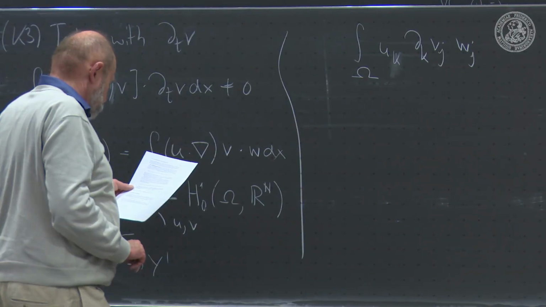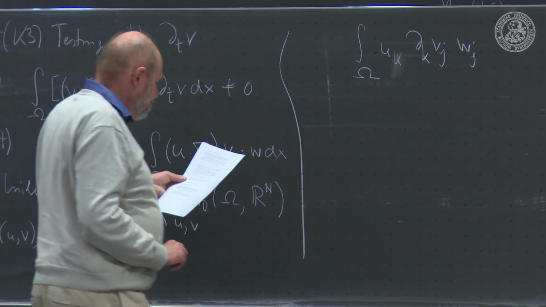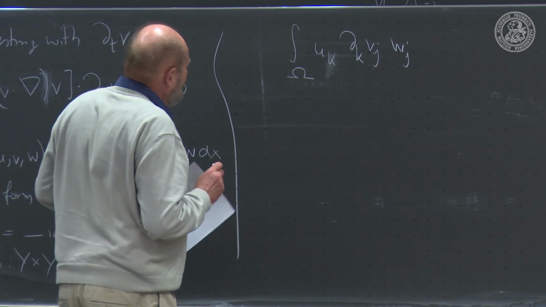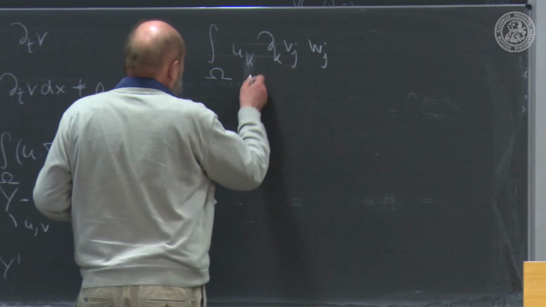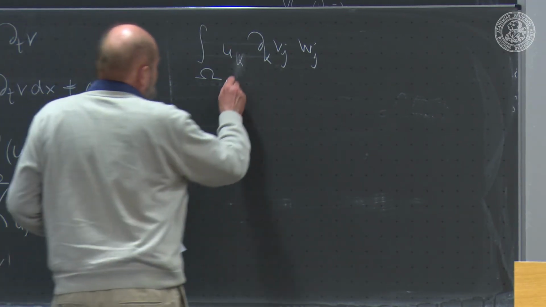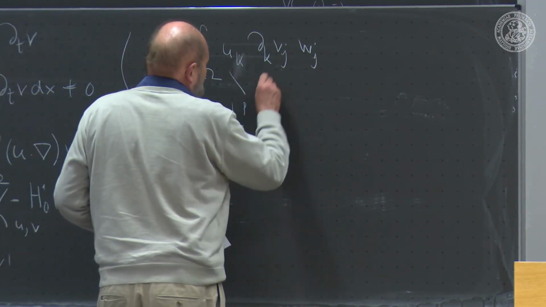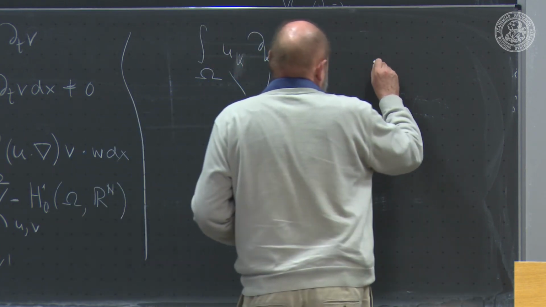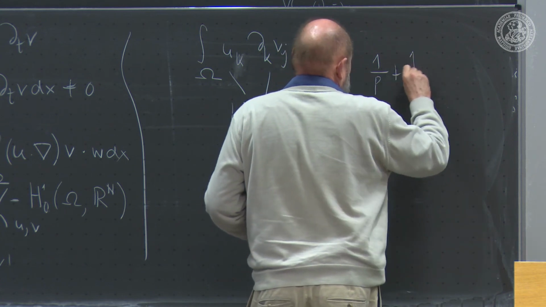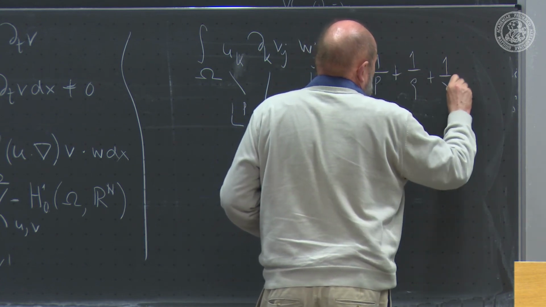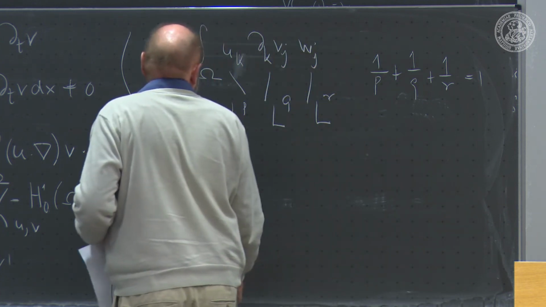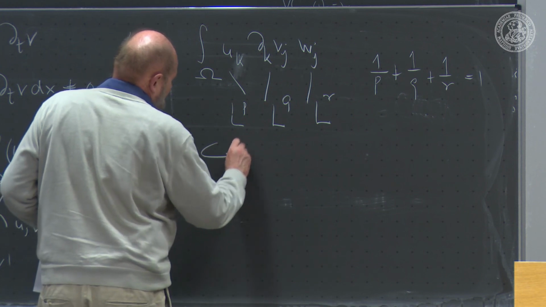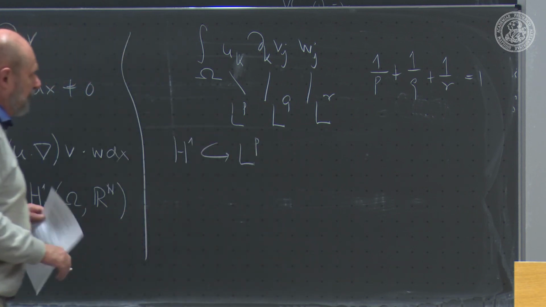So what could we choose? We could choose, for example, that is one thing, and on the other thing, we have here the H1 function. So we need here, let's say an LP, here an LQ, and here an LR. And we have to have 1 over P plus 1 over Q plus 1 over R equals 1. On the other hand, we have to have that H1 has a continuous embedding, for example, in LP.